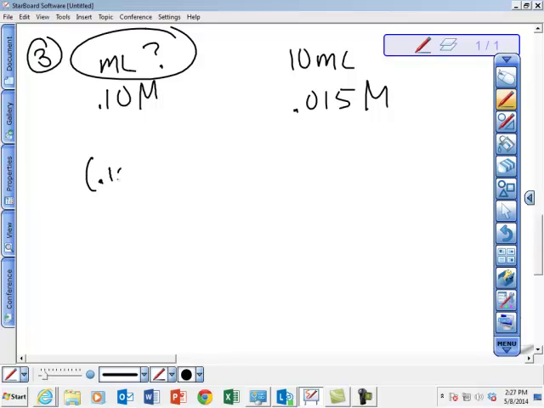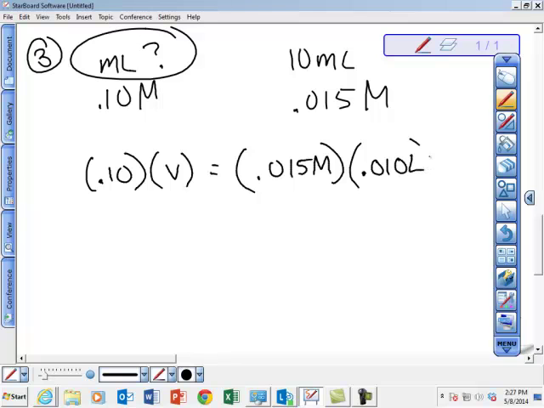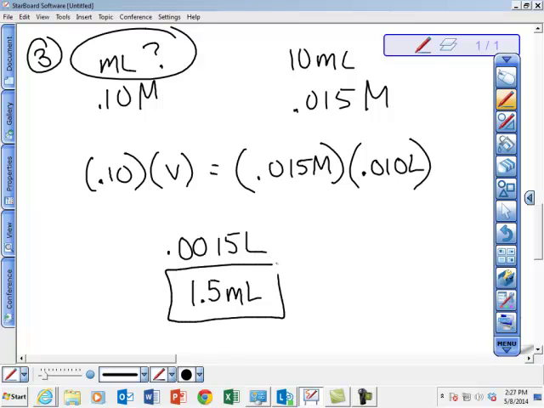The first molarity we have, we don't know the volume. We do have the second molarity, and we do have the second volume. Remember, convert to liters. 0.015 times 0.01 divided by 0.1. So 0.0015 liters. Convert that to milliliters, guys. How many times do I move it? 3. 1.5 milliliters. If you want to round it to 2, I would understand because of sig figs, but there's your answer. Does this make sense, everyone?